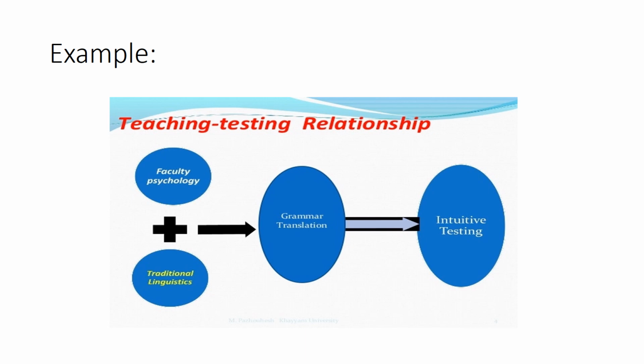For example, the first approach that was used to test language is called the intuitive approach. Okay? The intuitive approach was the first method used in testing language. It was actually based on the first method that was used to teach the language. What was the first method or approach used to teach language? It is called the grammar translation approach.